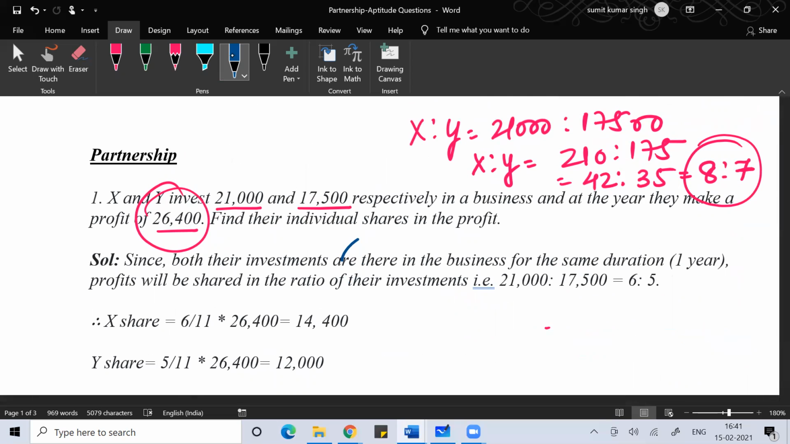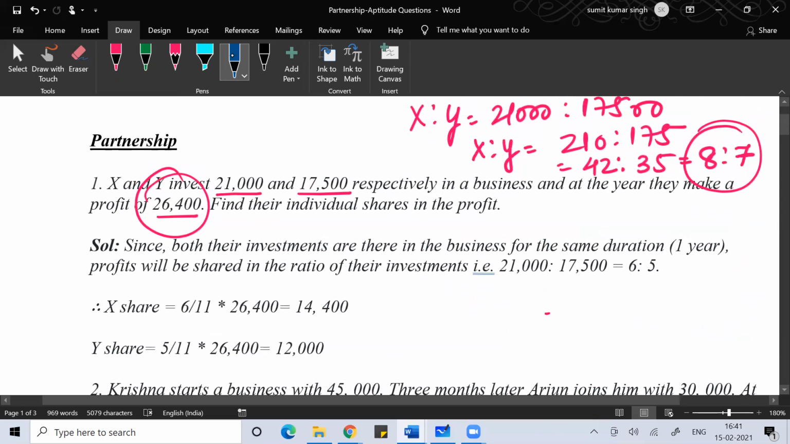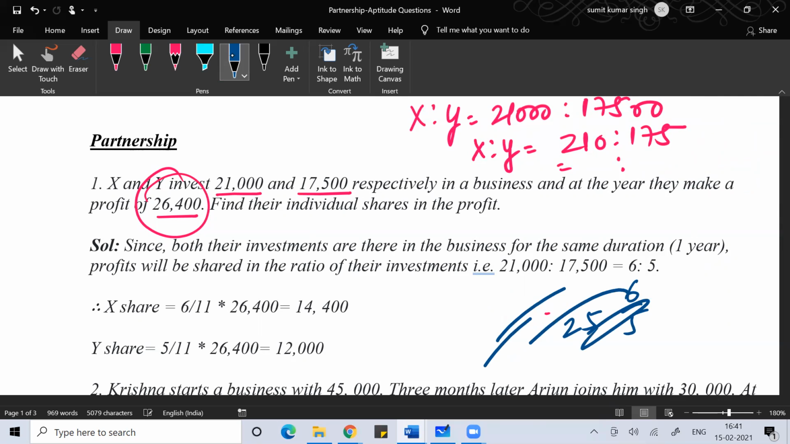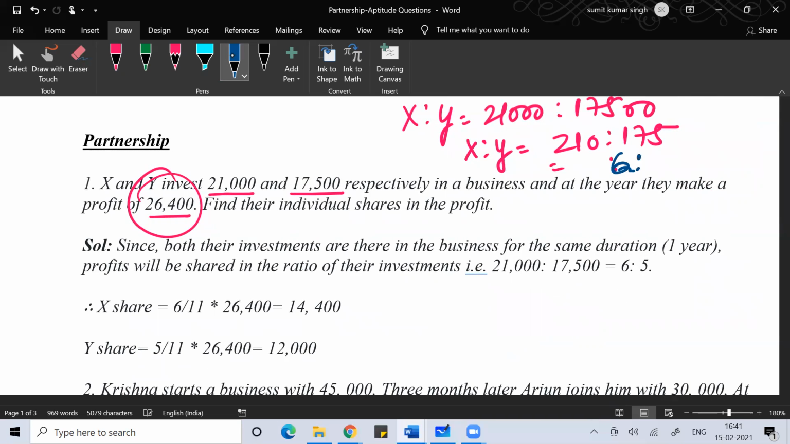Here we are getting 5 is to 6 is to 5. If I've made any calculation mistake, this is 210 by 175, this is 30 by 25, this is 6 is to 5. Yeah, I made a mistake here, guys. I made a mistake while doing the calculation. This is 6 is to 5.